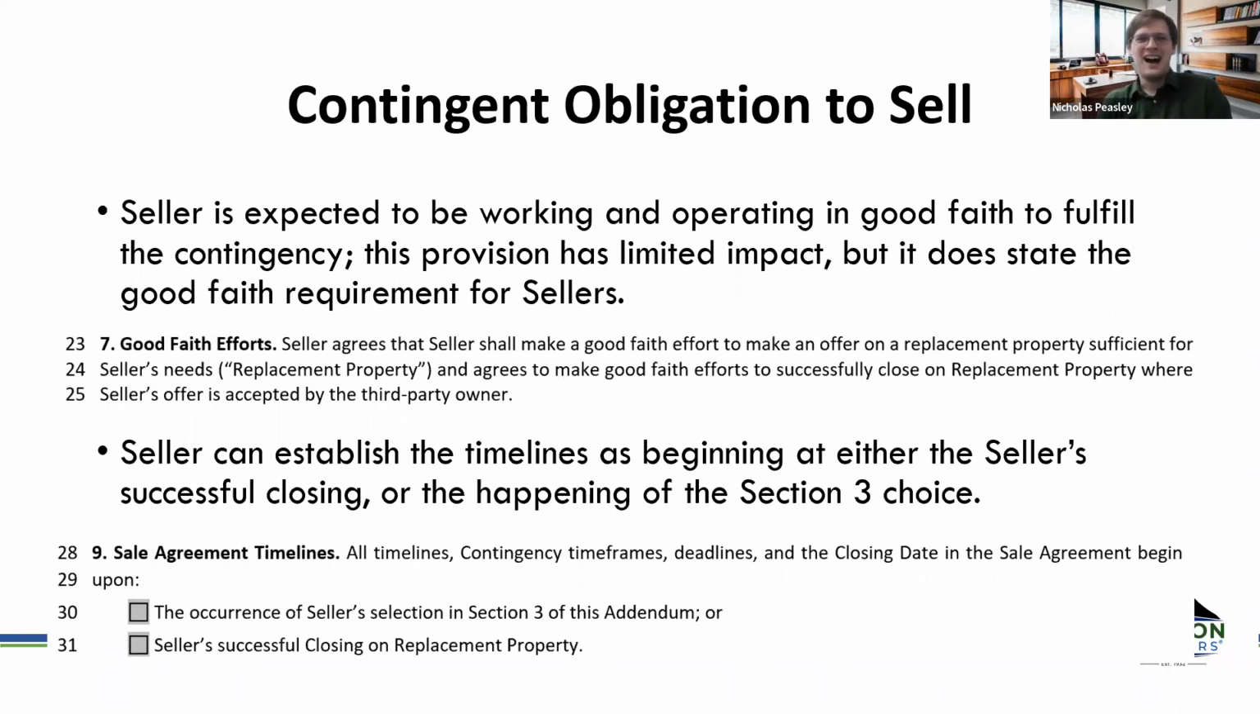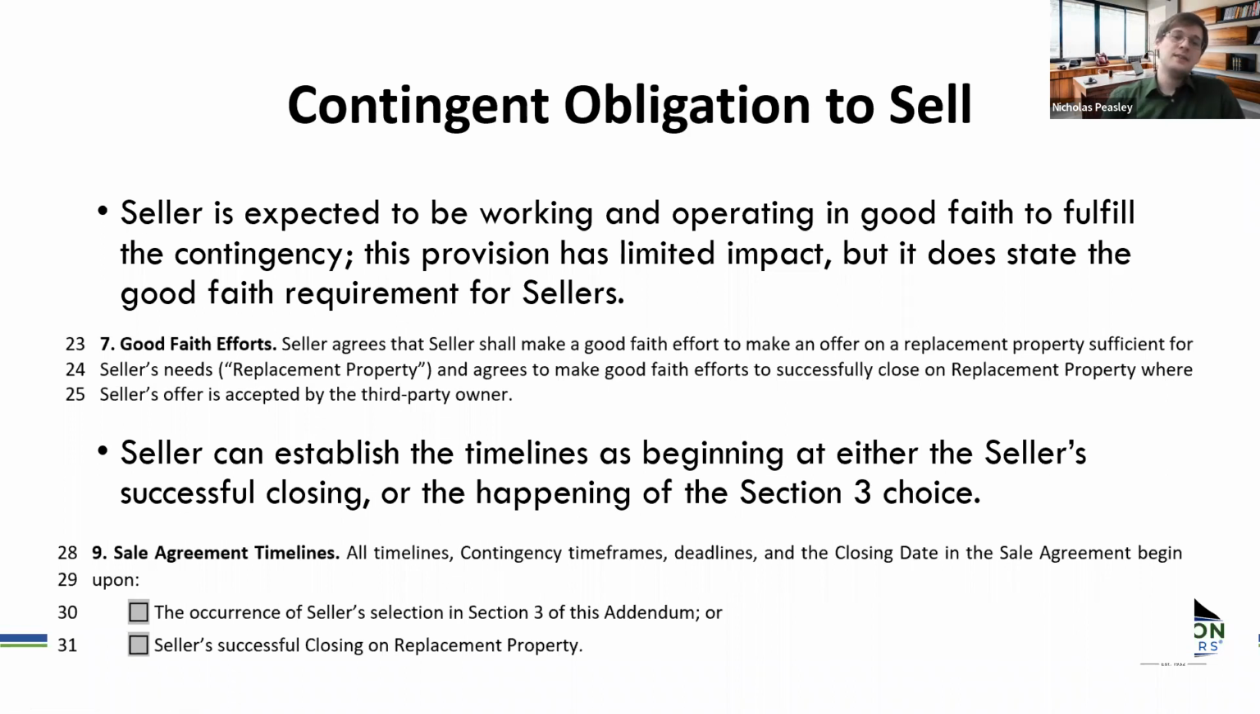That kind of thing. So please, try the best you can, sellers. If you're going to do a contingent obligation, don't just hold the buyers over the fire because you can. Find a replacement property. Beyond that, the seller can also establish the timelines that you begin the timeline on.